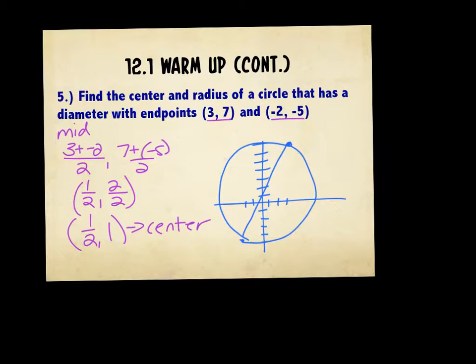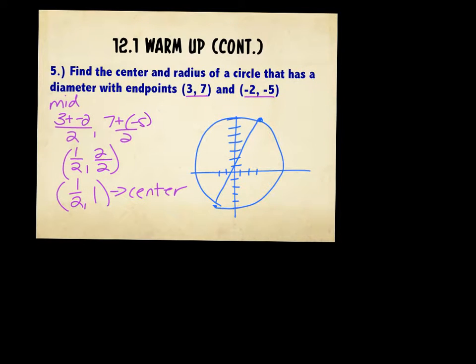Good. Center to one of the endpoints. So the fact that there's a half there, I would try to avoid that one. If it was a whole number, it's faster to do it that way. But if it's not, then you probably want to do the diameter and divide by 2, which is what I'm going to do. So I'm going to use the distance formula.